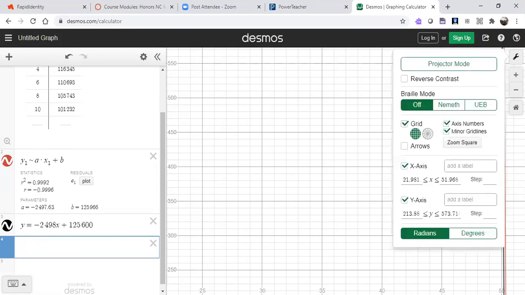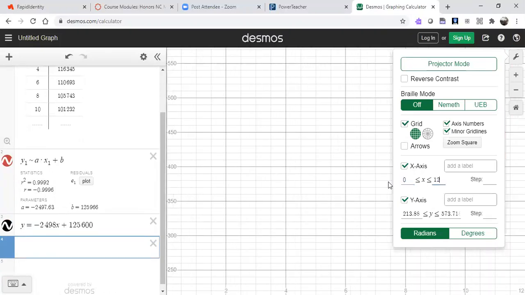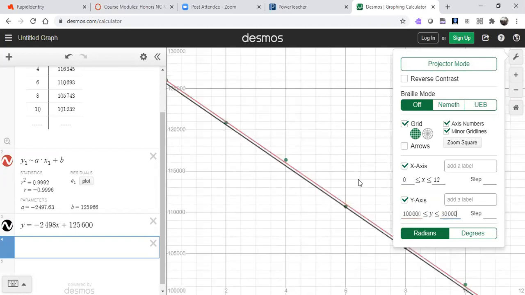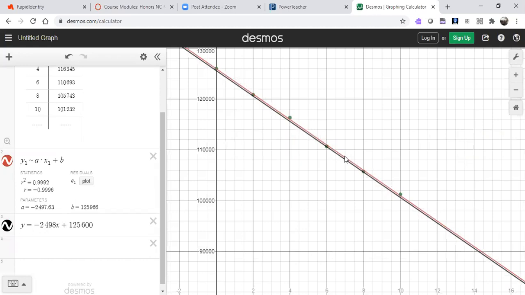Oh, so my x needs to go anywhere from 0 to 12. Then my Y's, looks like the population, the lowest it went is 100,000. And the highest, 126, I'll do 130. There you go. So as you see, my prediction is just a little off of the red one, the one the computer generated. Mine is just a little off of that because I'm down a few.